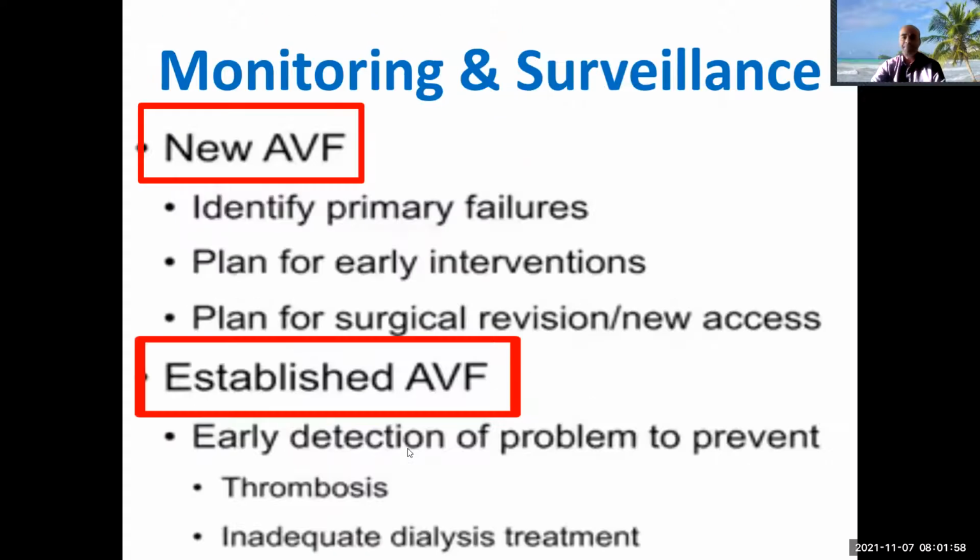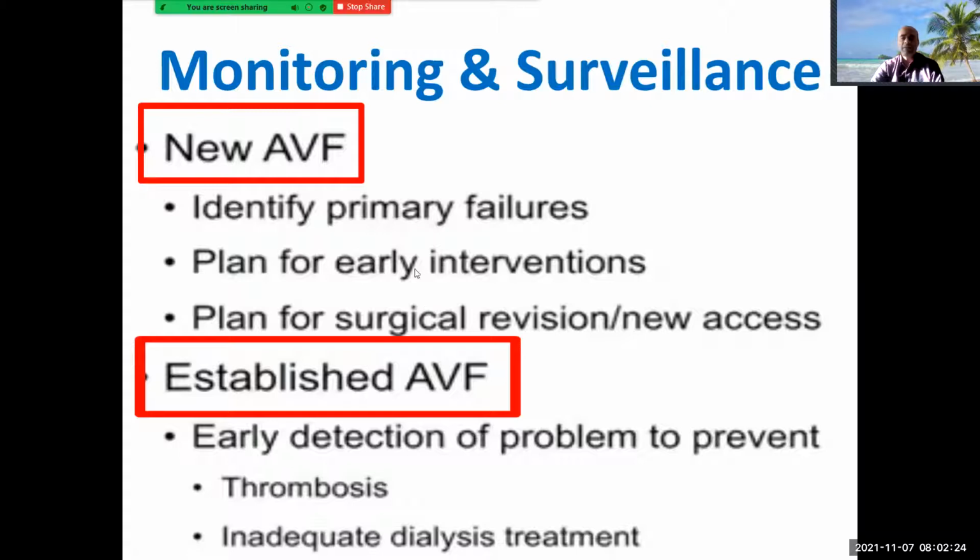Monitoring and surveillance. Any patient who comes with a new, fresh AV fistula: this at least identifies primary failure. You know what primary failure means already. This is after surgery, before needling, whatever the time post-surgery. After that, primary failure means the fistula is not used for dialysis. This is a fresh fistula with no thrill, an already dead fistula.